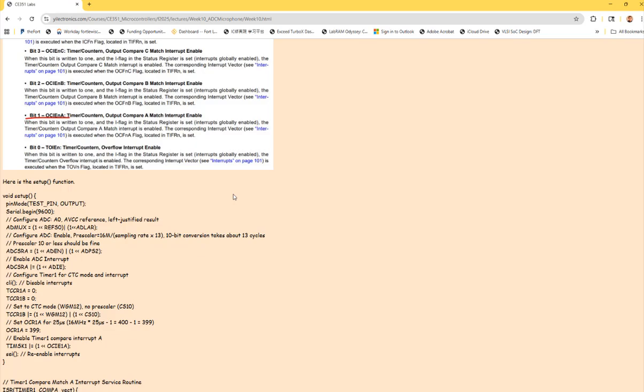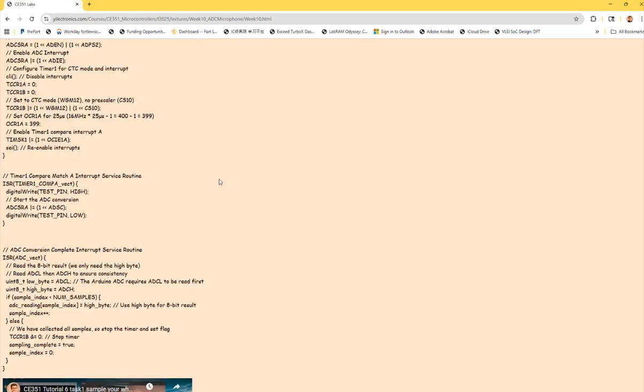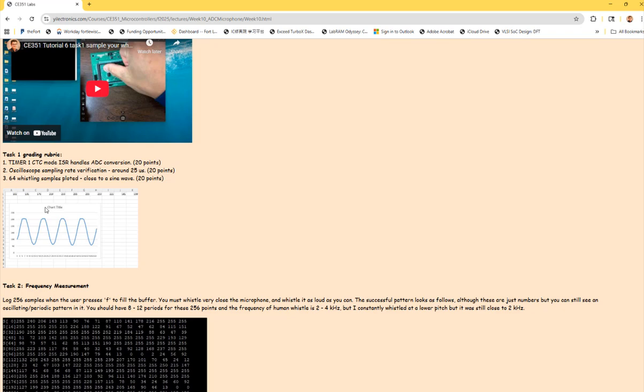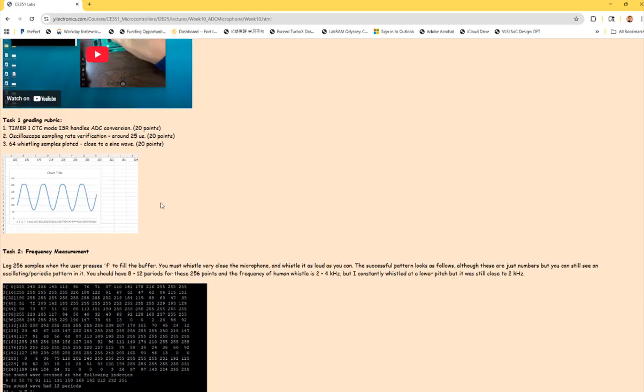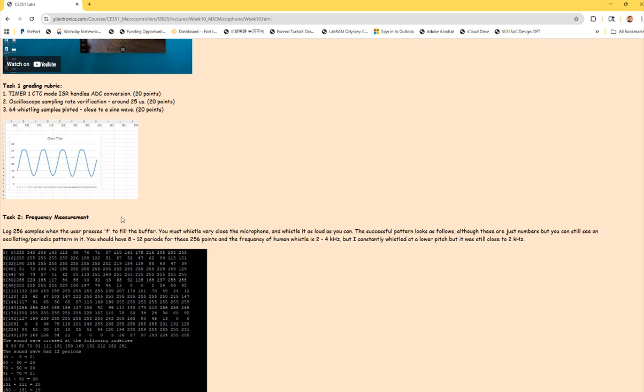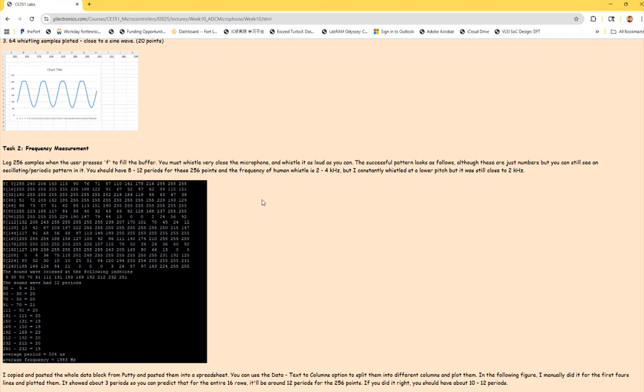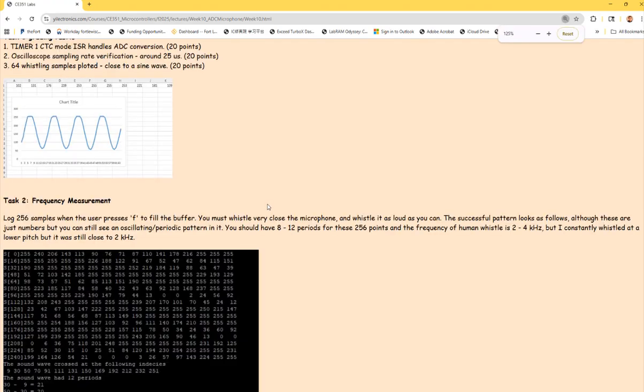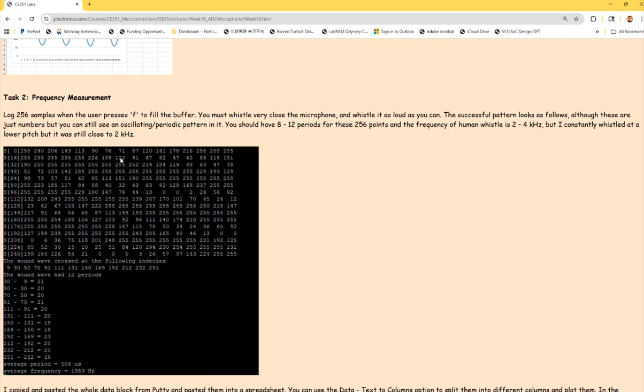So this is probably only recording 16 data points, and then you plot it, right? Whereas task 2 is asking you to record 256 data points and print them out in the serial monitor in a certain pattern. And here comes question number 1 on in-class number 12.